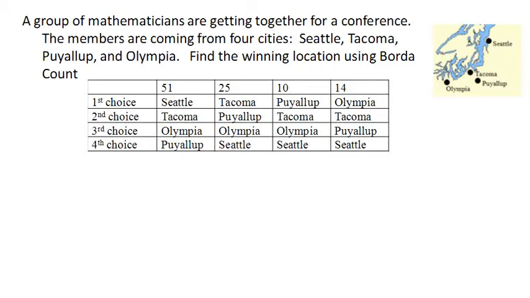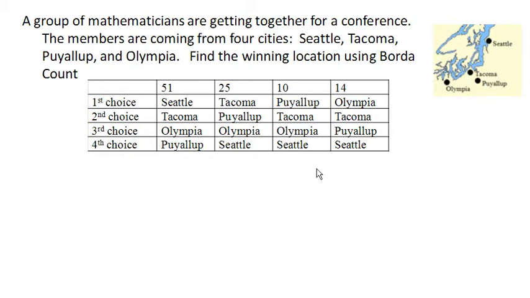So next, we're going to look at a method called Borda Count. Imagine we have a group of mathematicians who are going to get together for a conference, and they're coming from Seattle, Tacoma, Puyallup, and Olympia, and they want to choose a location. And so they go ahead and vote, and here are their preferences in a schedule.